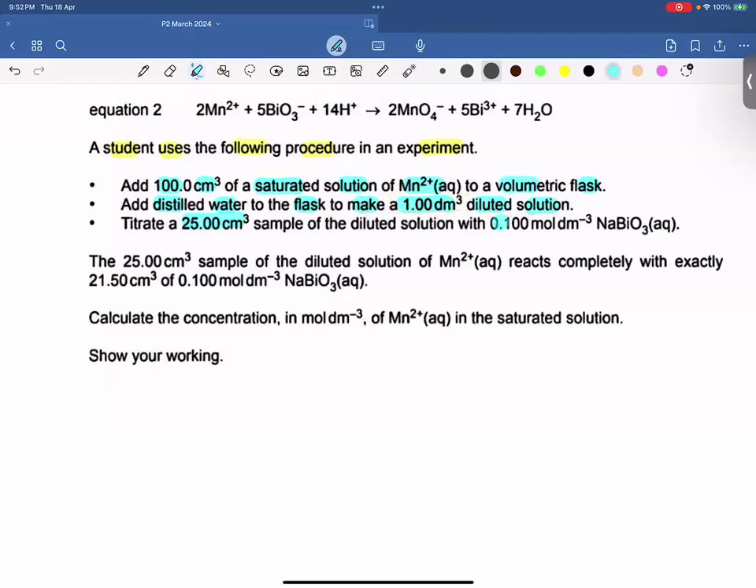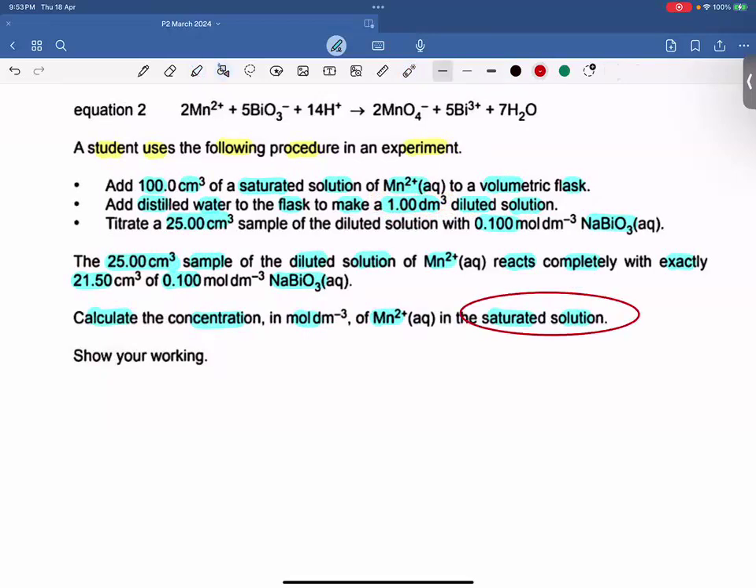The solution has a concentration of 0.1 mol per dm³ NaBiO3. Now, a 25 cm³ sample of the diluted solution of Mn2+ reacts completely with exactly 21.50 cm³ of 0.1 mol per dm³. Calculate the concentration in mol per dm³ of Mn2+ ion in a saturated solution. Again, saturated solution, and that saturated solution was 100 cm³. So show your working.